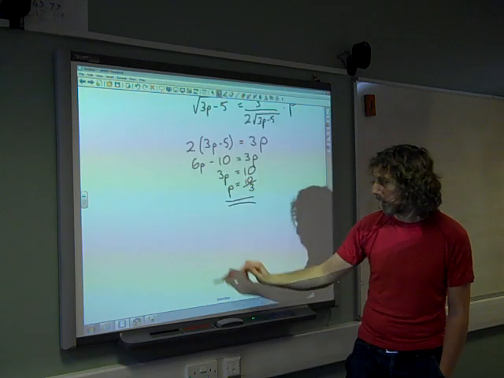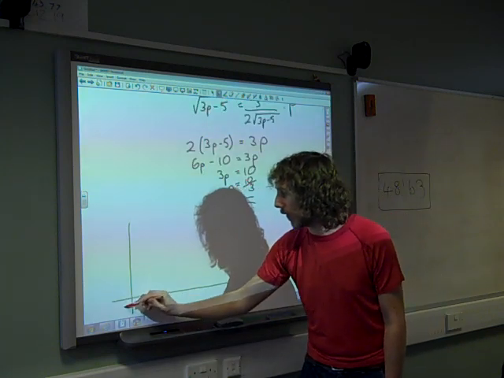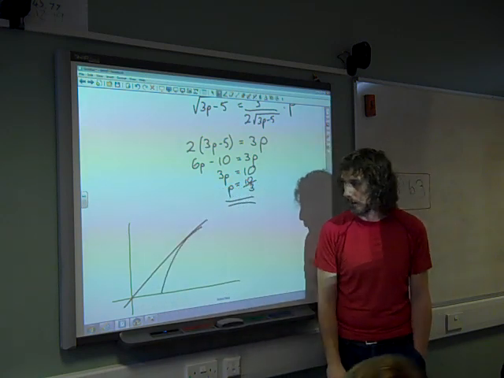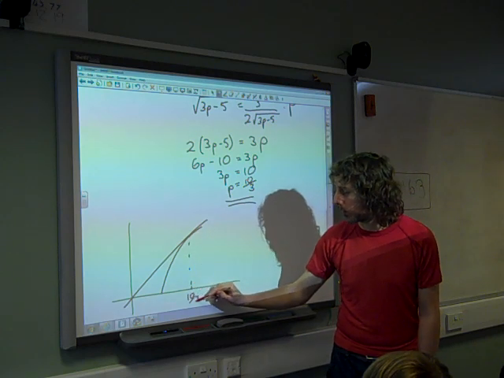Let's work out a few things. I'm just going to do a little sketch of that diagram so that we can see what's going on. We've got a line there, we've got a curve that does something like that, and that's the point 10 over 3.